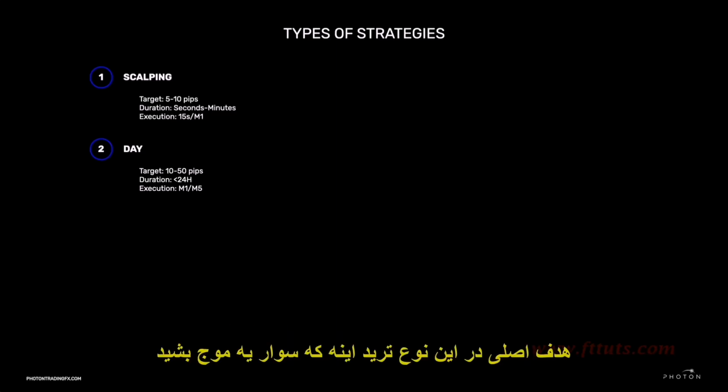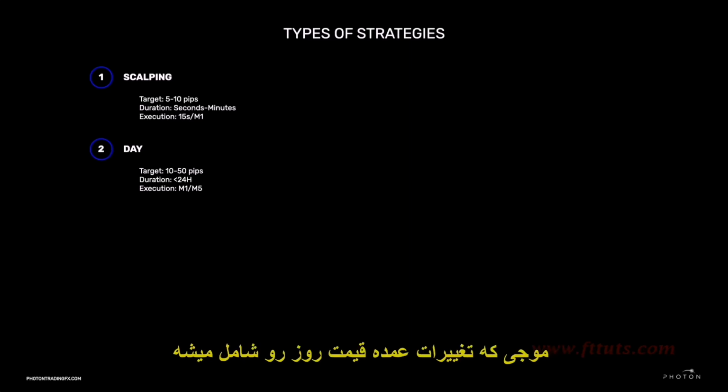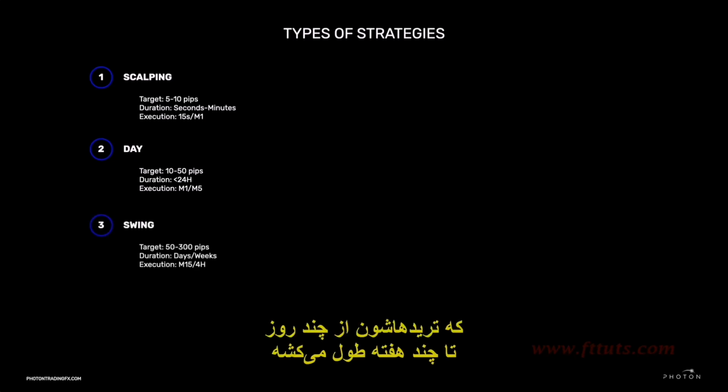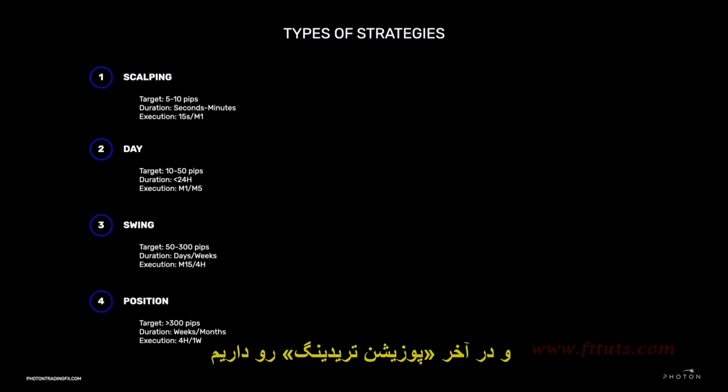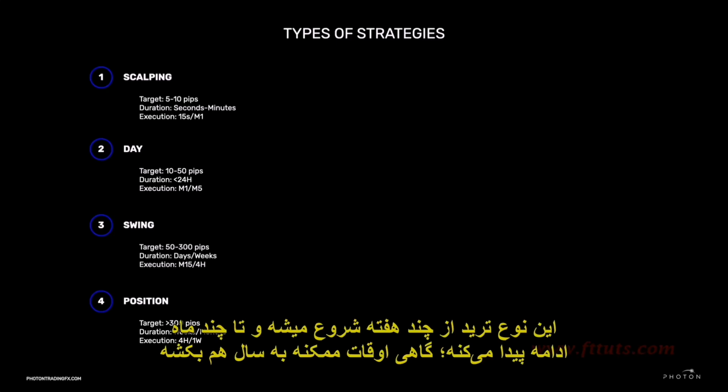Your main goal is to catch and ride the main price movement of the day, and then you're out. Then we have swing traders, and they stay in trades anywhere from a couple of days up to a few weeks, and they are typically trying to catch a daily trend. And then finally, you have position trading, which is generally where you'll stay in trades anywhere from a couple of weeks to a few months, and sometimes even years.